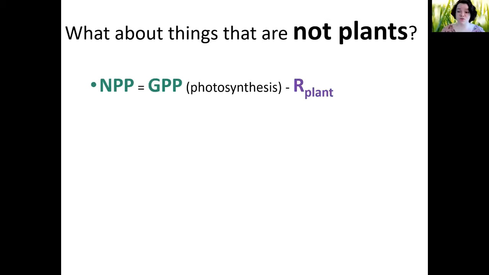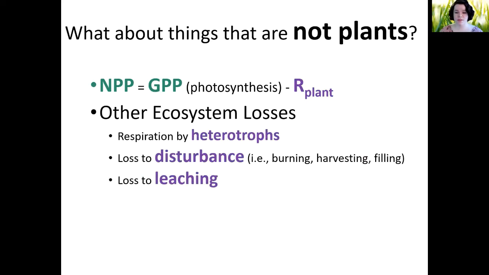I emphasize that the two largest transformations in the carbon cycle are typically performed by plants. But what about other things in the ecosystem that are not plants? Other components of the ecosystem can also remove organic carbon from the ecosystem, either back to the atmosphere as CO2 or due to losses downstream. The other major losses include respiration by heterotrophs, including consumers and detritivores, or decomposers, losses to disturbance, including burning, harvesting, or filling, or losses due to leaching.